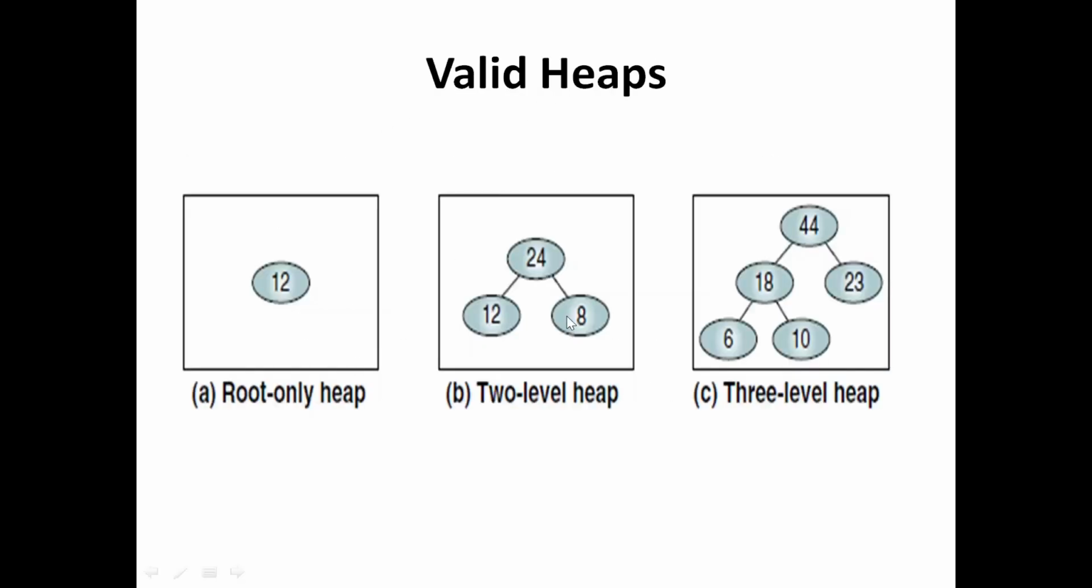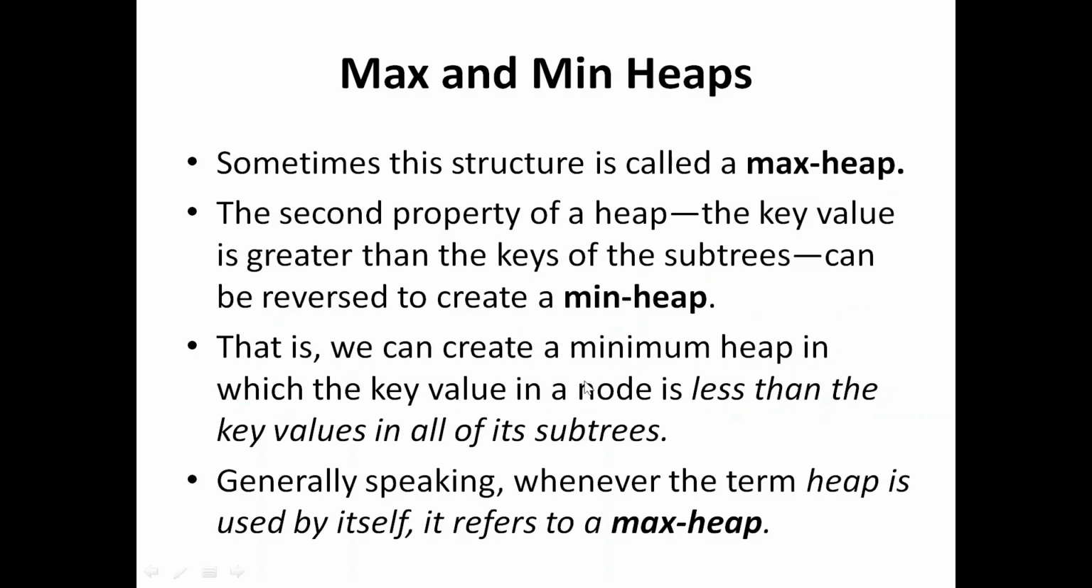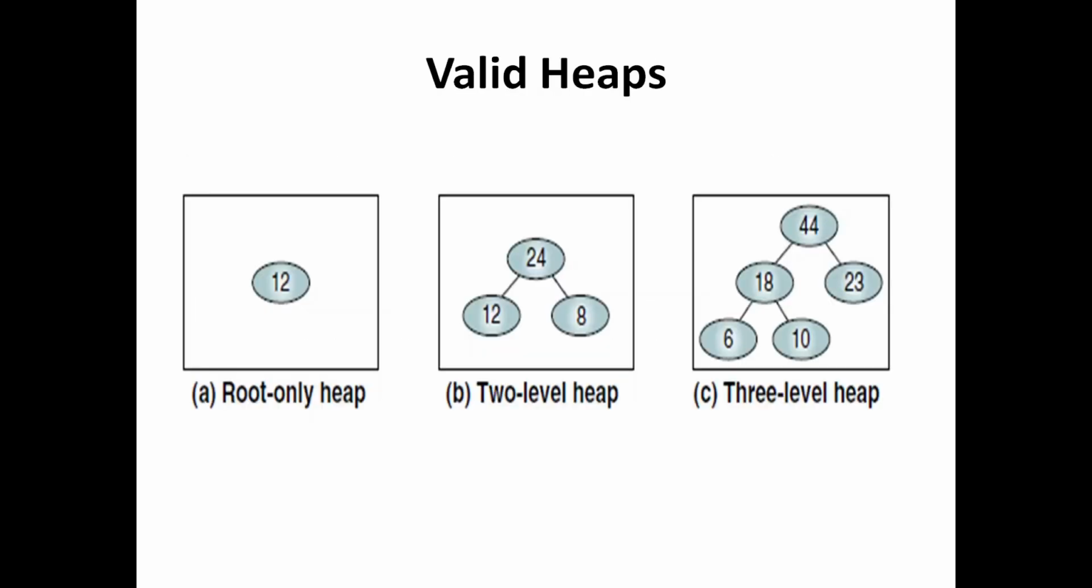And we have some examples, but generally whenever we are referring to a heap, we are always talking about max heap. So max heap is the standard implementation which we are also going to be focusing on, but it is possible to convert it into a min heap if that particular application demands such an implementation. And we have got some examples of valid heaps.